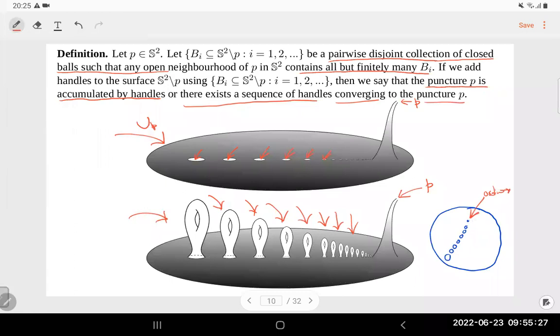But the resultant won't be a surface. Why? Because every surface is locally Euclidean. If you remove these types of ball, then there doesn't exist any neighborhood which looks like R2, right? So there is no notion of accumulating an ordinary point by handles, but there is a notion of accumulating a puncture by handles. All right, so let's move on.